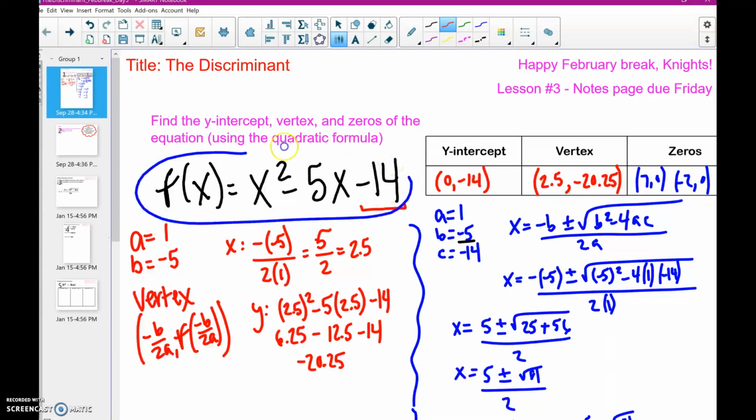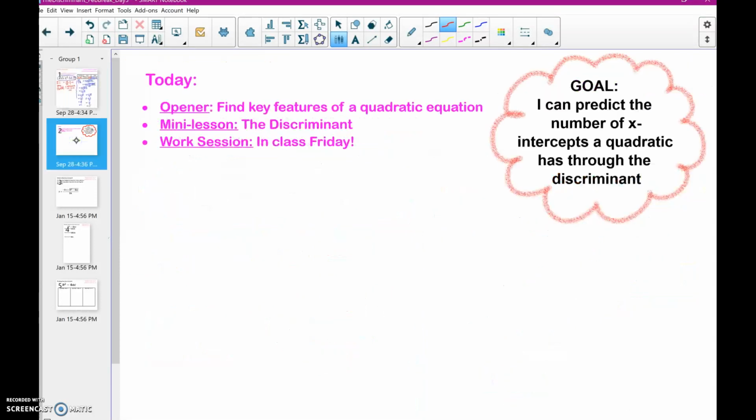Take our formula right here and plug it into Desmos. See if you get the same numbers for the vertex, the y-intercept, and the zeros. All right. Today, we just found key features of a quadratic equation.